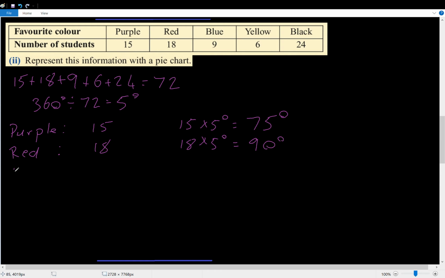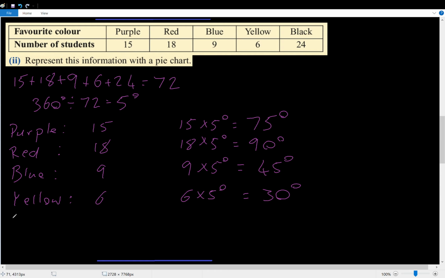And then we go on for blue, which has 9 people. So it's going to be 9 times 5 degrees. That's going to give us 45 degrees. And we do the same thing for yellow, which has 6 people. It's going to be 6 times 5 degrees, which gives us 30 degrees. And at the very end, it's going to be black here, which has 24 people. And we're going to multiply 24 by 5, and we will get 120 degrees.